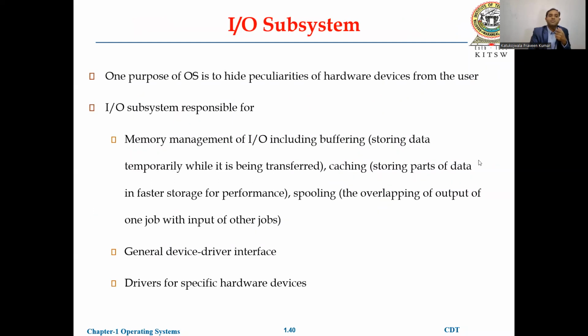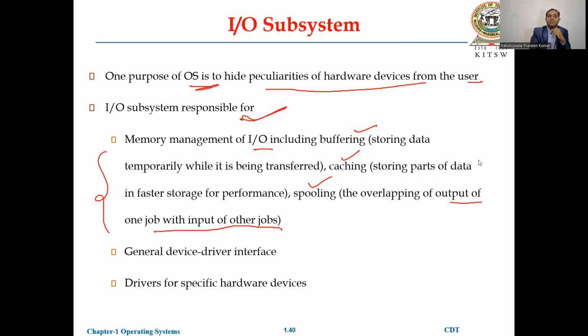All right, next one is I/O subsystems. One purpose of the operating system is to hide peculiarities of hardware devices from the user. So the I/O system is responsible. What are the responsibilities of the I/O subsystem? It handles memory management of I/O, including buffering, caching, and spooling. Spooling means the overlapping of output of one job with input of other jobs. Not only these, but also a general device driver interface and drivers for specific hardware devices are the responsibilities of your I/O subsystem.